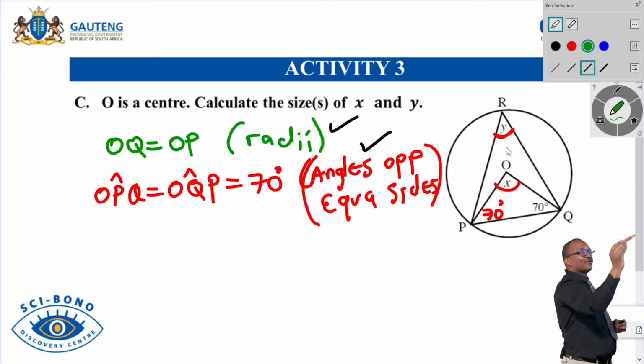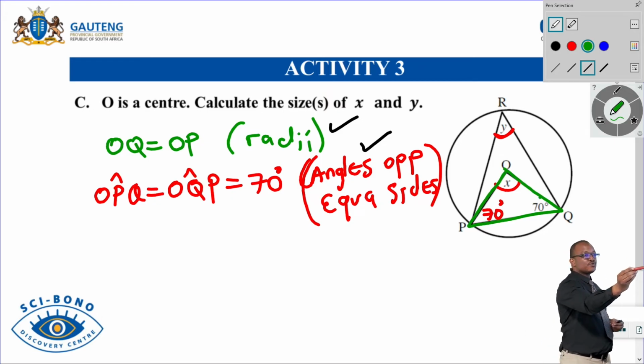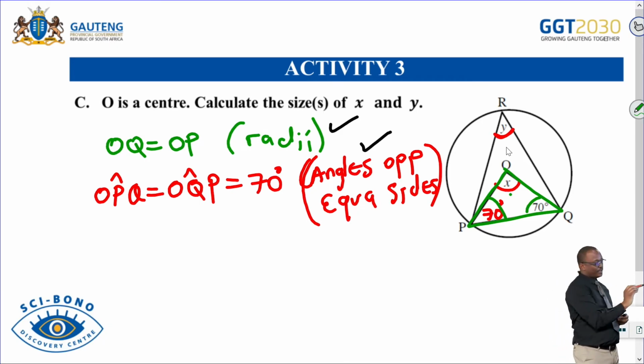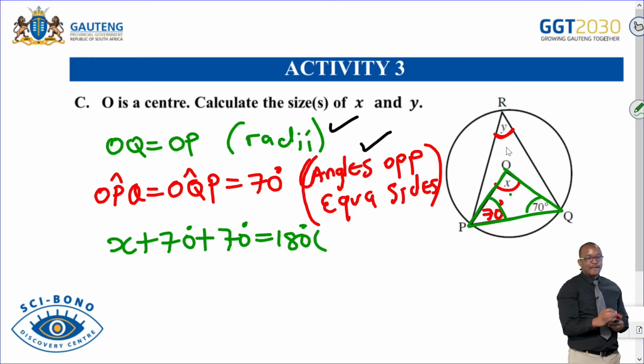How can we get the angle of x? You know that OPQ is a triangle. And we have two angles inside the triangle, but one is unknown. Then from there, we add x plus 70 degrees plus 70 degrees, it's equal to 180. That is the statement. What will be the reason?